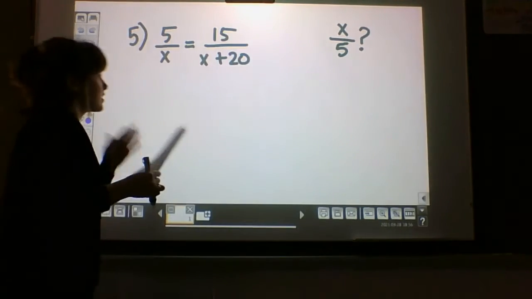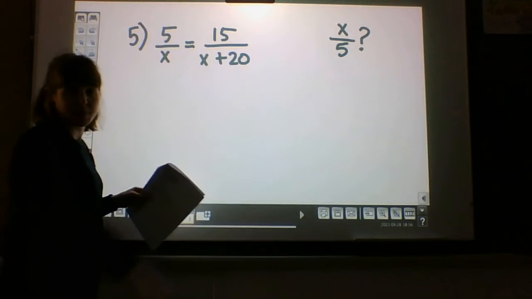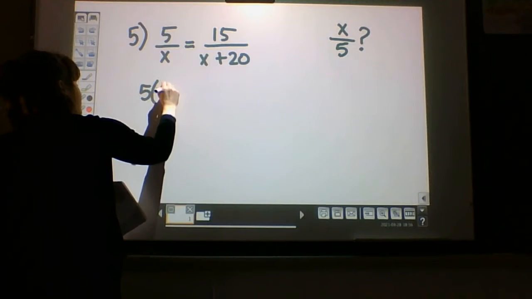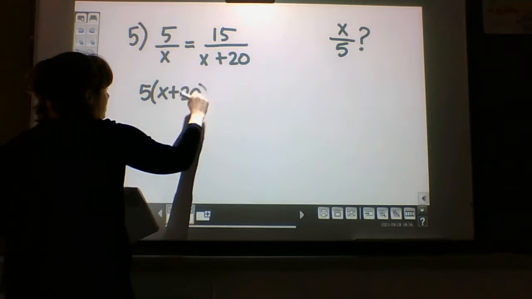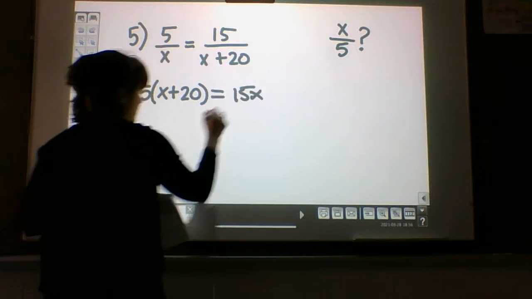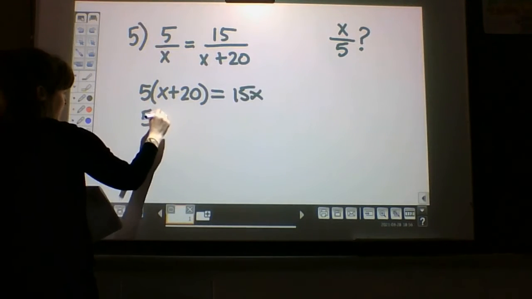To solve a proportion, if you remember, we're going to cross multiply. So we're going to cross multiply 5 times x plus 20, and then 15 times x. So I'm going to distribute this 5.